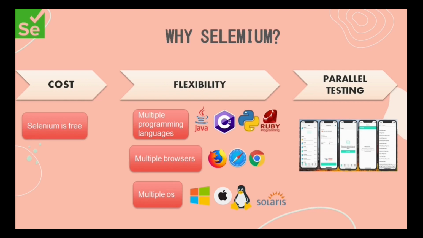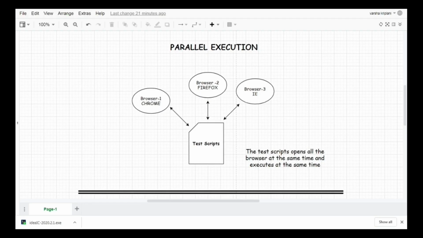The main important point is: why are we using Selenium? Because it supports parallel testing. Now let me tell you what parallel testing is. The browser will execute the commands in two ways. One is parallel execution. Second is cross-browser execution.